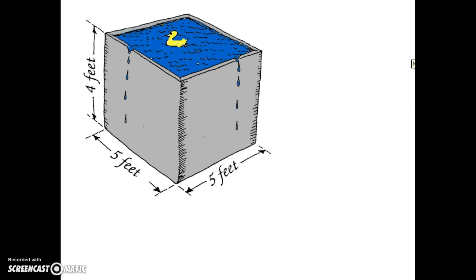In here we have a pool, it looks like, because the duck's swimming around in it, and we already have our numbers there. We got our length, our width, and our height. So I'm going to go right here. 5 times 5 is 25. And then we got 25 times 4. Well, that's like multiplying 4 quarters together. So it's going to be 100 cubic feet of water.